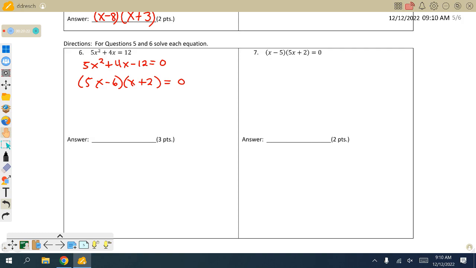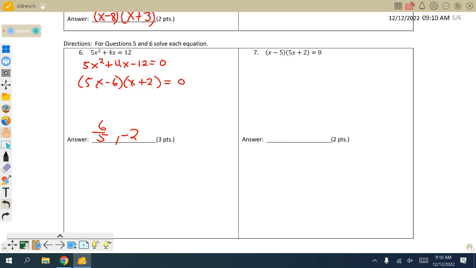If you get this part done, the last part is pretty quick. How does each quantity become 0? Add 6, divide by 5. Subtract 2. That's what I was looking for. Okay, Caleb? And then, bless you. Number 7. There you go.